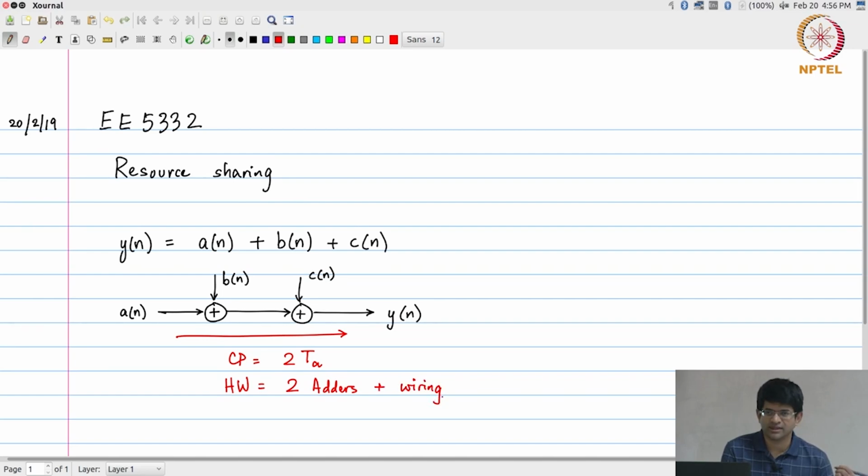For the most part, at least as a first cut, we are going to ignore the wiring. I am going to assume that the bulk of my area in my design is going to be occupied by the adders themselves. Now the interesting thing is, actually in modern designs that is not really true.